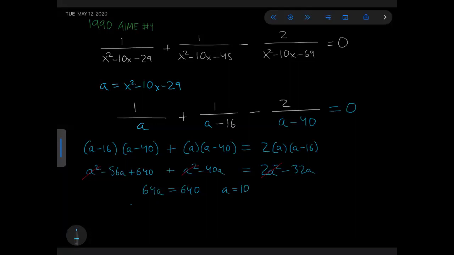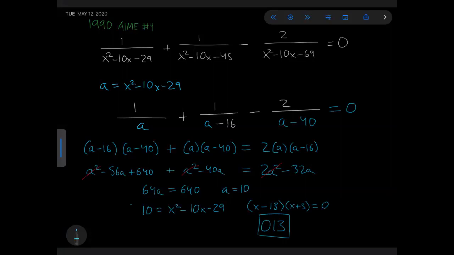So 10 equals x squared minus 10x minus 29, and this will become x squared minus 10x minus 39 equals 0. You can factor that to get x minus 13 times x plus 3 equals 0. Now, since it's an AMC problem, they're asking for the positive solution to x. And clearly the answer is going to be 13. This is AMC number 4.